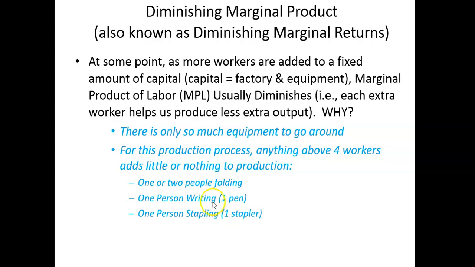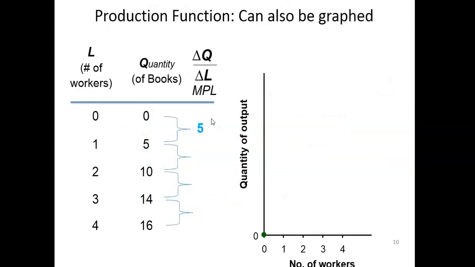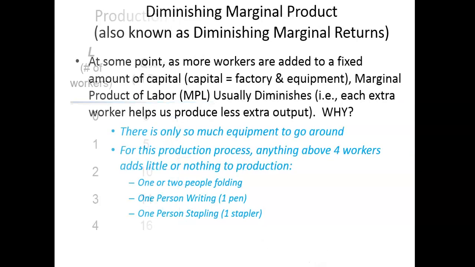If you had a 5th, maybe you'd be able to have a 3rd person folding, but the person writing would probably not be able to keep up. But at some point, definitely not 3 or 4 or 5, you're not going to be able to split up the work anymore. So it's going to cause this dynamic. It's going to cause additional workers to not help you produce more. So that's the concept of diminishing marginal product, diminishing marginal returns, and the returns is the benefit of adding the workers.